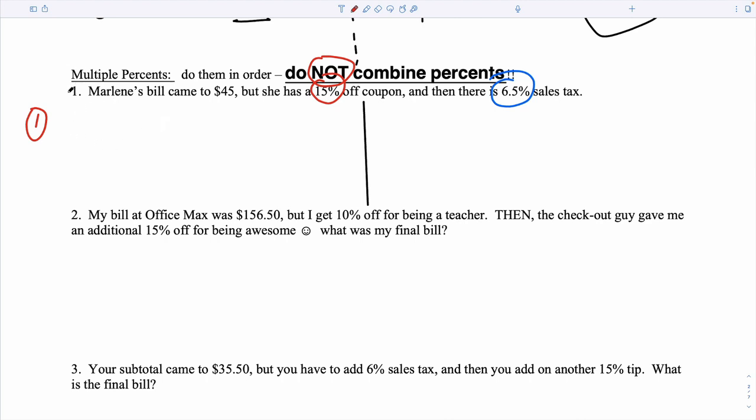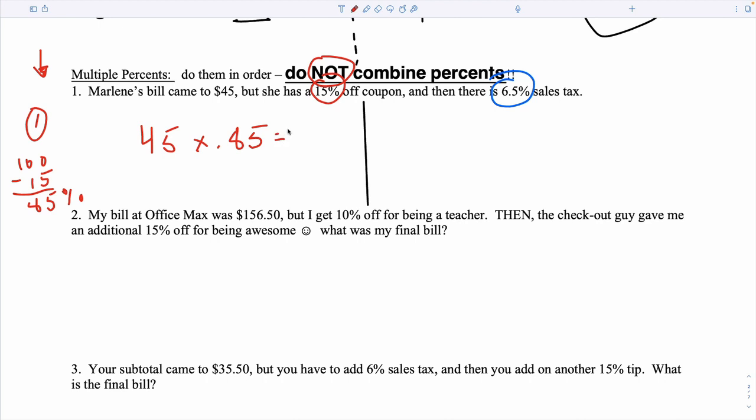This is a markup or markdown? Vote for it, whole class. 15% off. Show me on your hands. Reese, what do you think? Let's put an arrow next to number 1. So this thing's going down by 15%. What's the total percentage that I'm paying, Colton? 100 minus 15? Okay. 85% as a decimal is what, Liliana? So we're going to take 45, multiply it by 0.85.